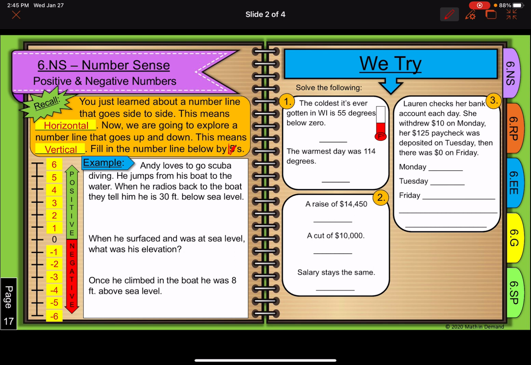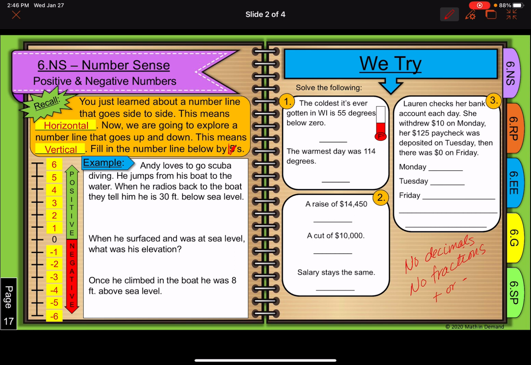All right, so let's go ahead and take the next step and start looking at integers in situations. Now remembering that integers, for right now, are numbers that have no decimals and no fractions, but now they can be positive or negative. All right, so Andy loves to go scuba diving. For those of us that don't know what scuba diving is, that's when you put the air tank on your back and you have a mask on your face and you go underwater and you can swim for a long time because you can breathe using that air tank.